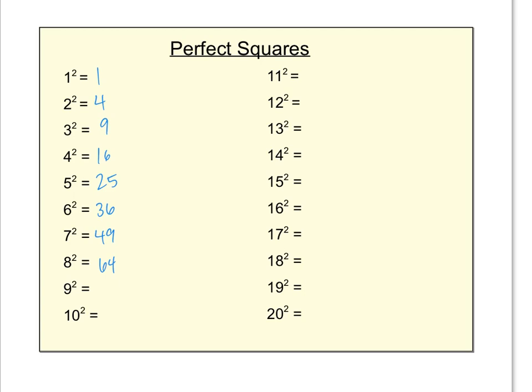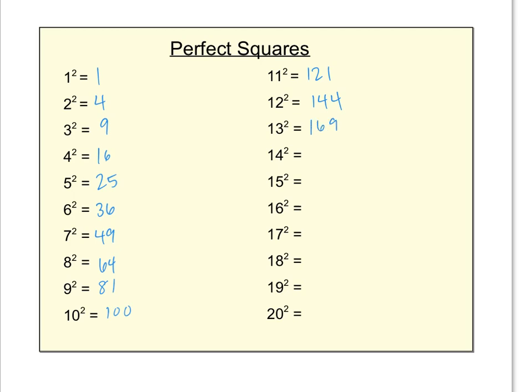Awesome, so I'm guessing most of you got this first side done. 1 squared is 1, 2 squared is 4, 3 squared is 9, 4 squared is 16, 5 squared is 25, 6 squared is 36, 7 squared is 49, 8 squared is 64, 9 squared is 81, 10 squared is 100. I'm guessing many of you even got the next two, which is 121 and 144. And hopefully some of you kept going.